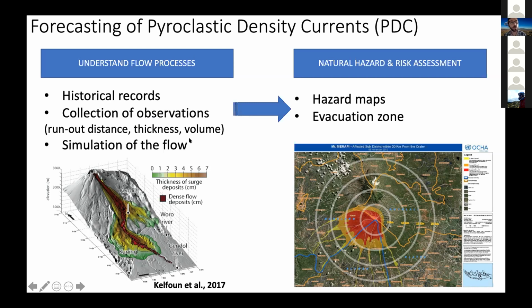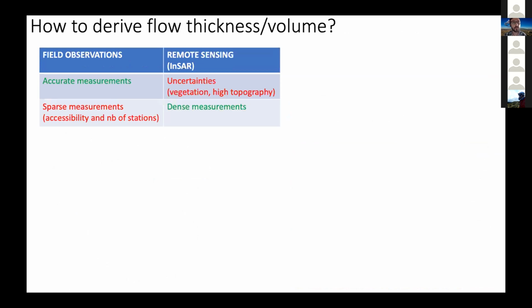So it is very important to collect data and to have a better constraint on the volume of these flows. This is what I'm going to focus on today: how you can calculate flow thickness and volume. The common method is field observation, which gives you accurate measurements, but they are sparse because they depend on accessibility. Usually you have dense measurements close to the edge of the flow, but close to the vents, on high topography, it is very difficult to make field observations.